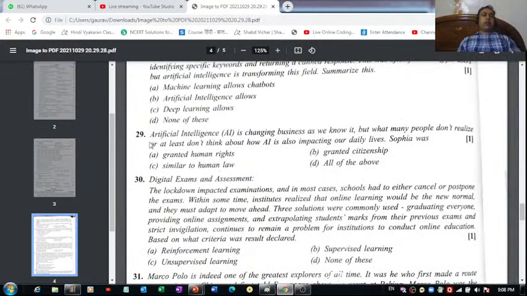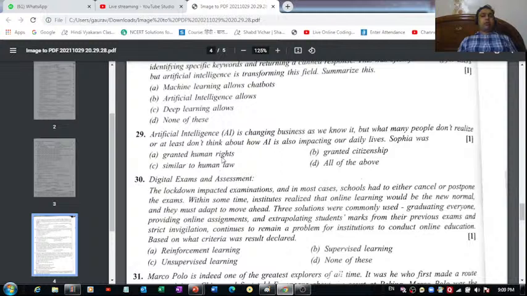Question number 29: artificial intelligence is changing business as we know it. But what many people don't realize, or at least don't think about, is how AI is also impacting our daily lives. Sophia was granted human rights, granted citizenship, similar to human law, or all of the above. So what do you think is the correct answer of this?